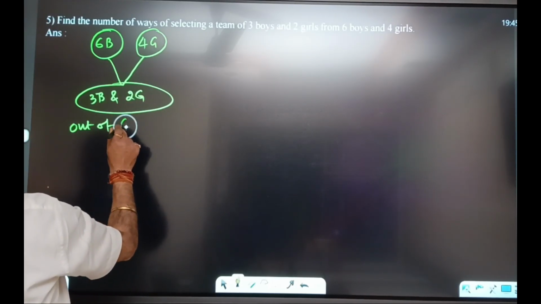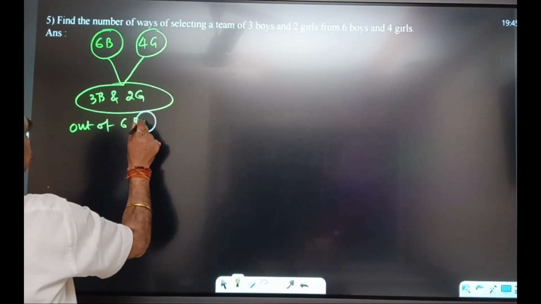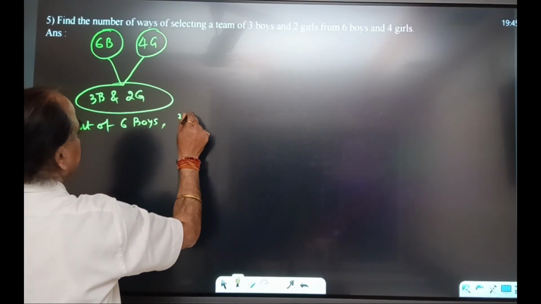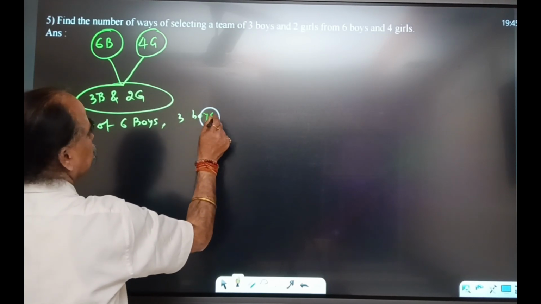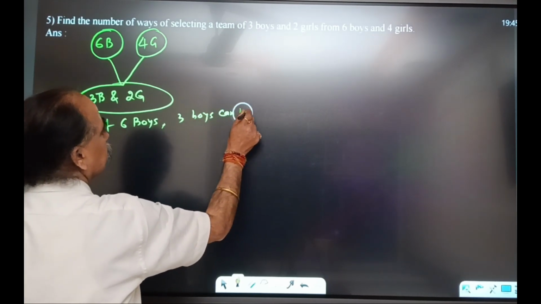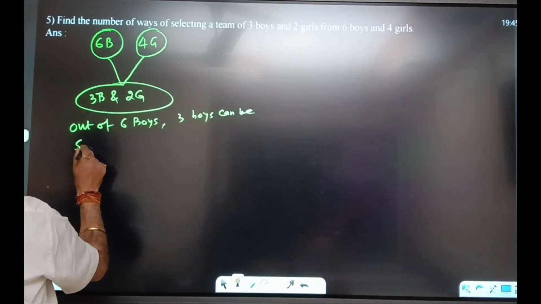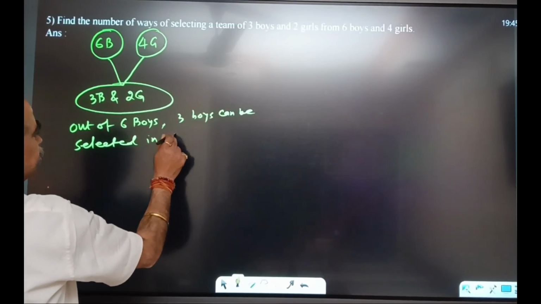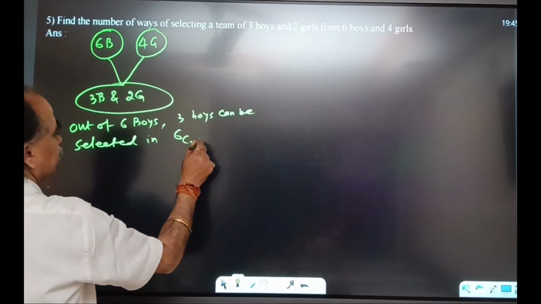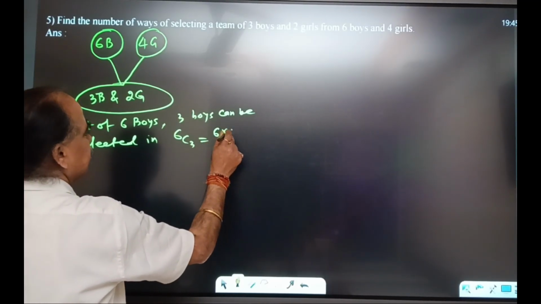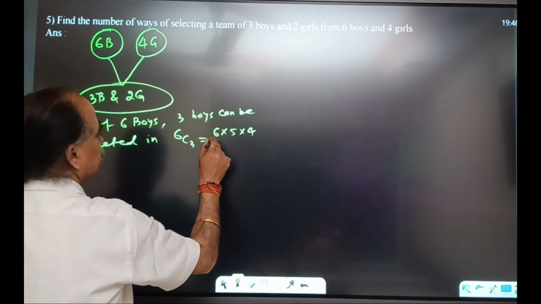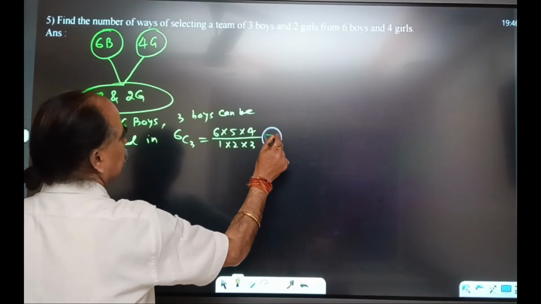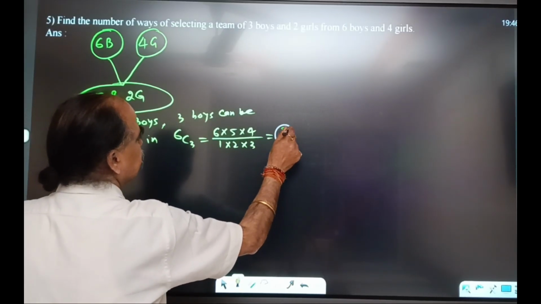Out of 6 boys, 3 boys can be selected in 6C3, which is equal to 6 into 5 into 4 upon 1 into 2 into 3. 6 will get cancelled, so 20 ways.